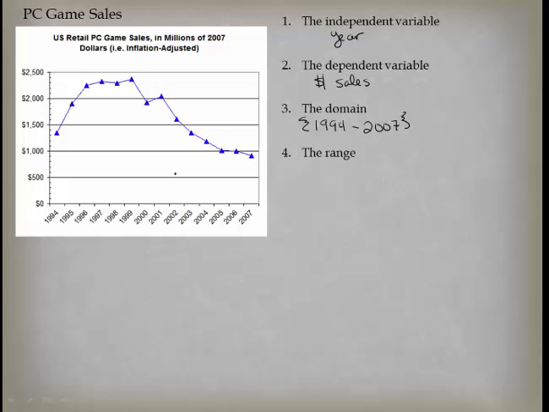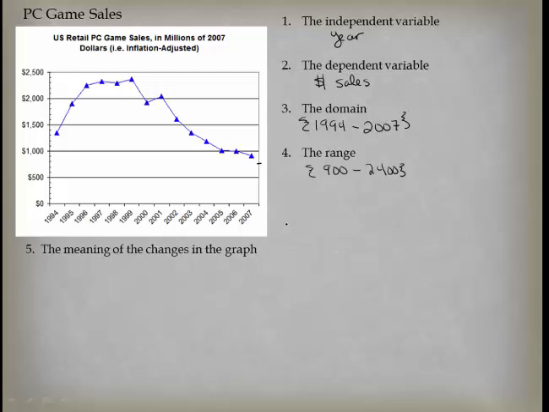Our range, it looks like our lowest price is down here under 1,000. So if this is 500 and this is 1,000, that's about 750. So maybe 900. So our range will be between, say, 900 to almost 2,500. So we'll say 2,400. Again, this is a rough guess.